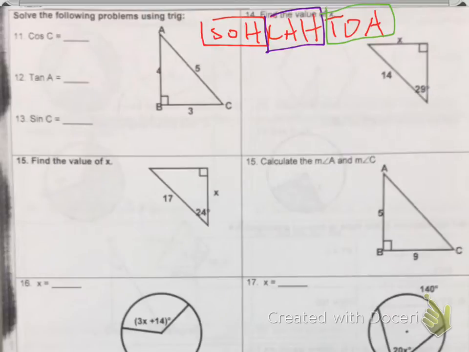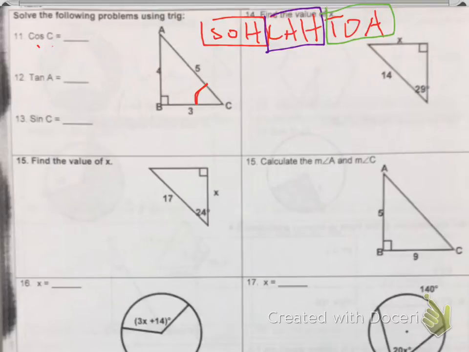First thing I'm going to do, all you want to do here is they just want the ratios for 11, 12, and 13. They're giving you the reference angle, which is angle C here. From angle C, I'm trying to do cosine. So I go over to my SOHCAHTOA and say, well, cosine, you have to have an adjacent side and a hypotenuse side.